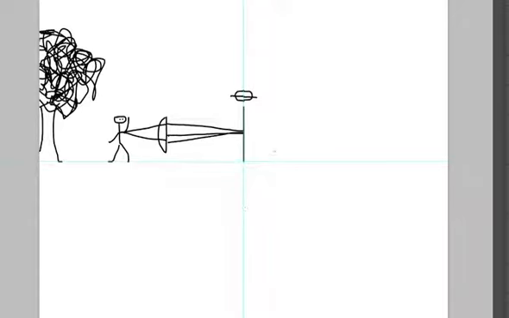Before it actually gets to that pinprick of light, it's seen as a disk of light, and that disk of light gets smaller and smaller and smaller as we focus our lens, and that disk of light is what's known as the circle of confusion.